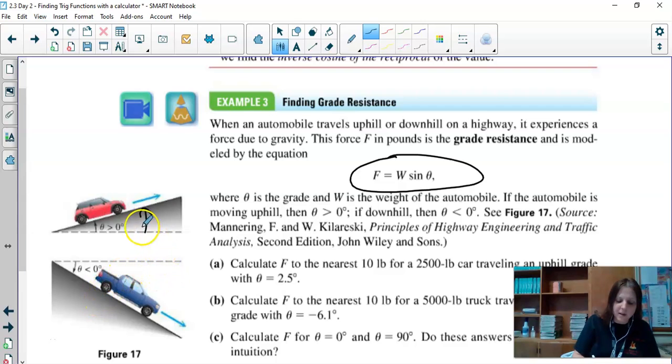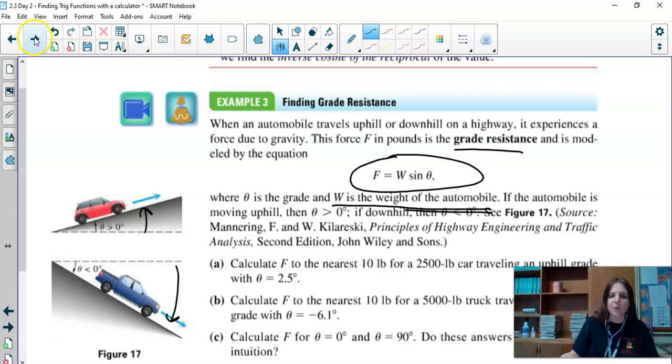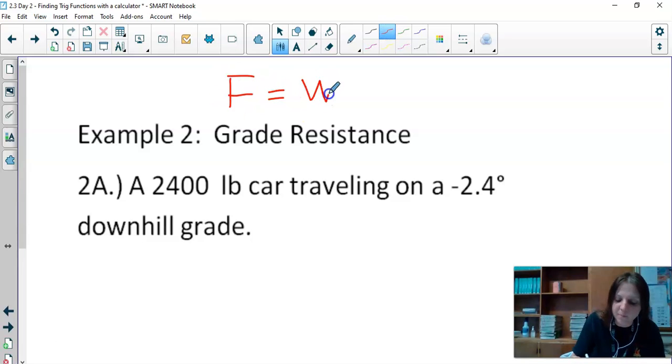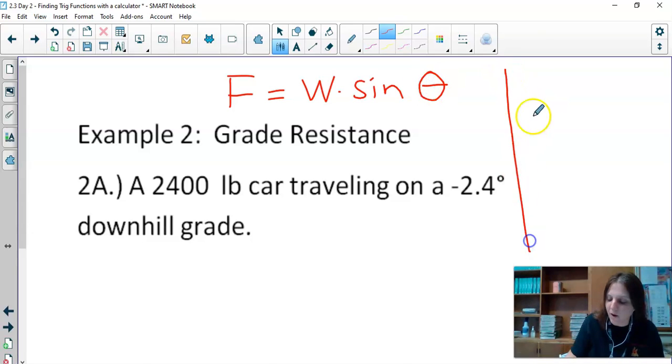So you can see that it's greater than 0, a positive number if it's going uphill, and it's a negative grade if you're going downhill. In this case, W is the weight of the automobile. So F is your grade resistance, W is the weight of the automobile, and then the angle depends on whether you're going uphill or downhill. So go ahead and copy down example 2, and we're going to write down the formula. And we're going to define each one of the variables in your notes.